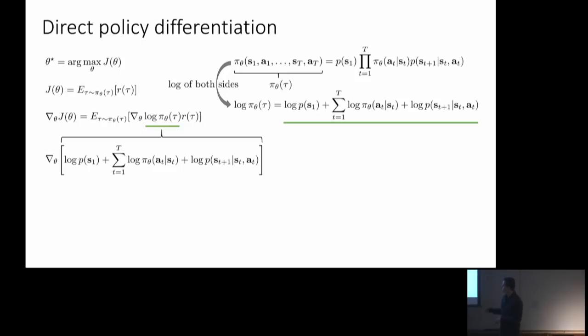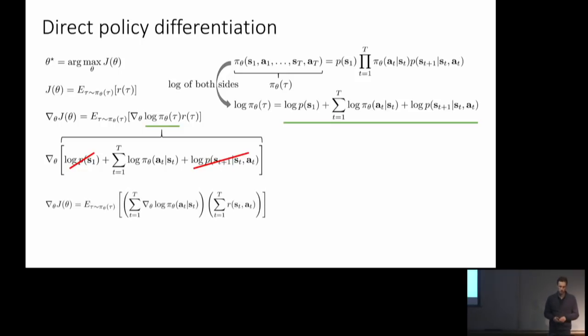Now, the important thing to note about this huge sum is that very few of the terms in here actually depend on theta. So the initial state distribution, P of S1, is not affected by theta. So its derivative with respect to theta is 0. The transition probabilities, P of ST plus 1 given ST, AT, are not affected by theta. So their derivative with respect to theta is 0. So even though I have this really complicated thing, once I compute its gradient with respect to theta, all the terms go away except for the pi theta AT given ST.